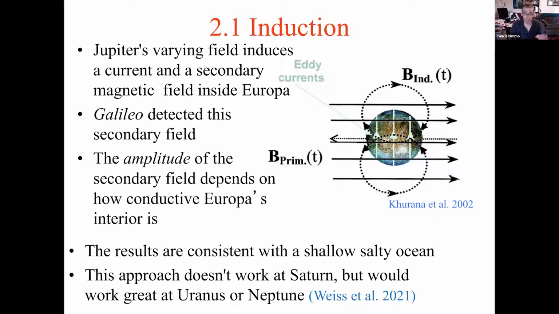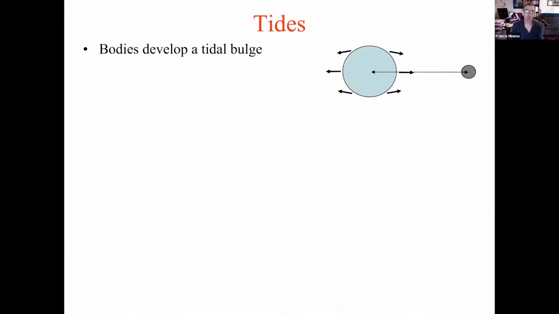Unfortunately, it doesn't work at Saturn because Saturn's magnetic field isn't being swept around, but it would work great at either Uranus or Neptune if you sent a spacecraft there.